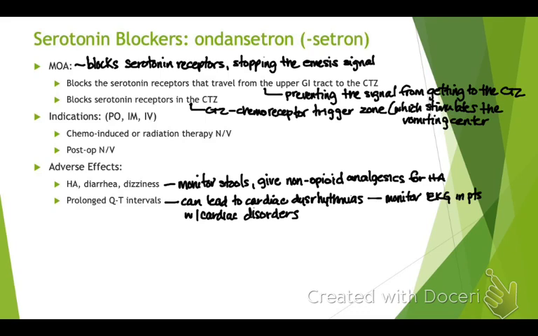Indications, why we give it: we can give it PO, IM, or IV. We give it for chemo-induced or radiation therapy nausea and vomiting, and for post-op nausea and vomiting. Adverse effects that we might see: headaches, diarrhea, and dizziness. So you want to monitor your stools and give a non-opioid analgesic for a headache. It could also cause prolonged QT intervals, which can lead to cardiac dysrhythmia, so again, monitor your EKG in patients that have some type of cardiac disorder.